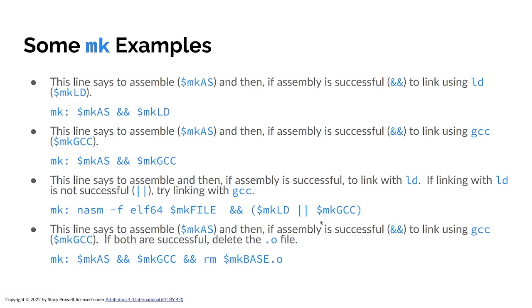I don't think you'll ever see that, but it gives you an example of some of the stuff you can do with the bash connectives, the ampersand, ampersand, and the two vertical bars. This line says to assemble, try to link it with GCC. If all that works, remove the intermediate file base.o. So just the RM, and then there's that base we talked about before, which is the file name without the extension. I put a .o on the end because that's the intermediate thing produced by assembly. This cleans up a bit after itself, assuming that everything works.